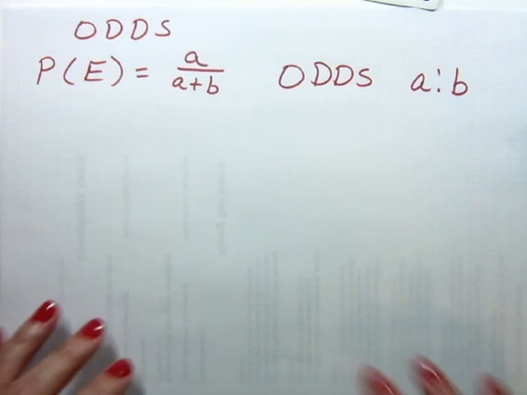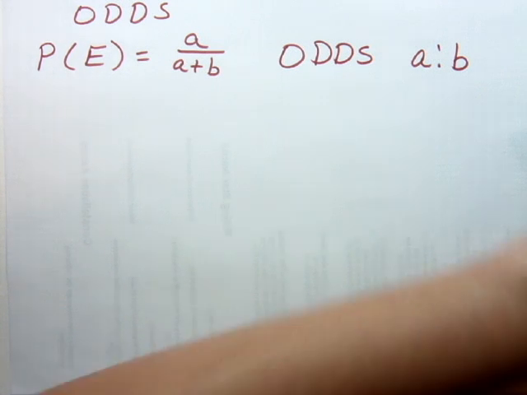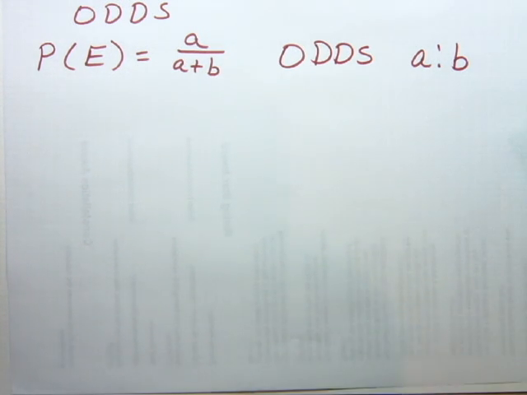Okay, we got to get this finished. Now I want to talk real quick about odds. The difference between odds and probability. And yes, y'all, there is a difference between odds and probability. I want to show you what it is.